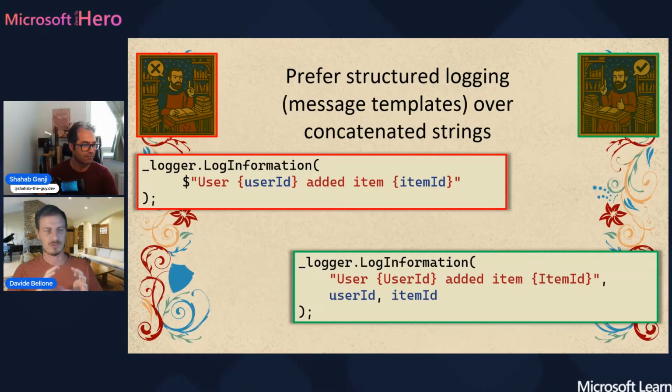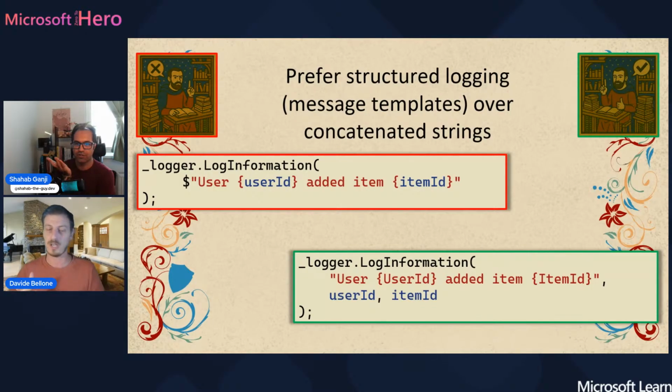The first example shows a message that might look fine, like user 123 added item ABC. It works. It's totally fine. But there is one fundamental problem with this approach. The point is that logging is not important for the message itself, but for the data associated to the log. And this is because once you have good metadata to query on, you can create good queries, you can create filtering, aggregation, and stuff like that.